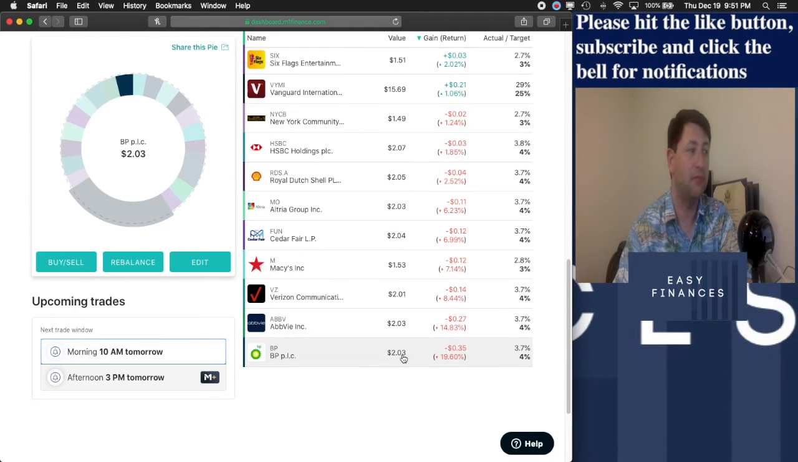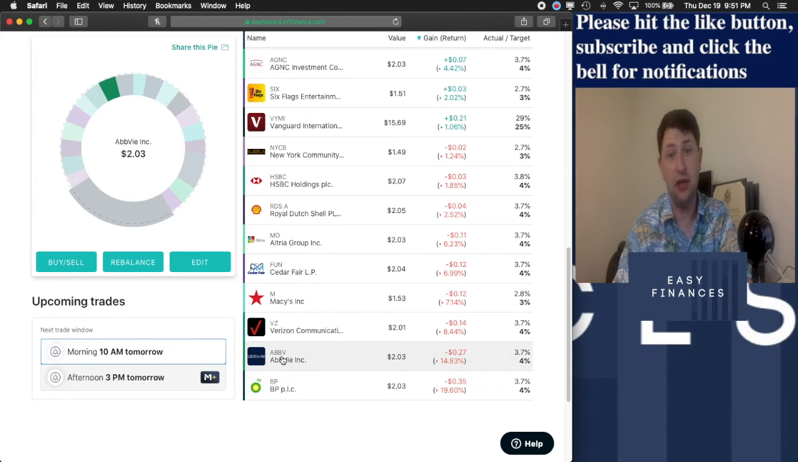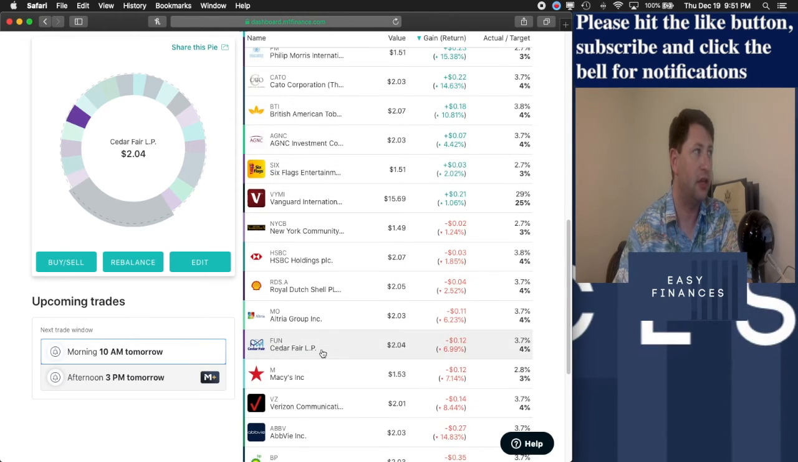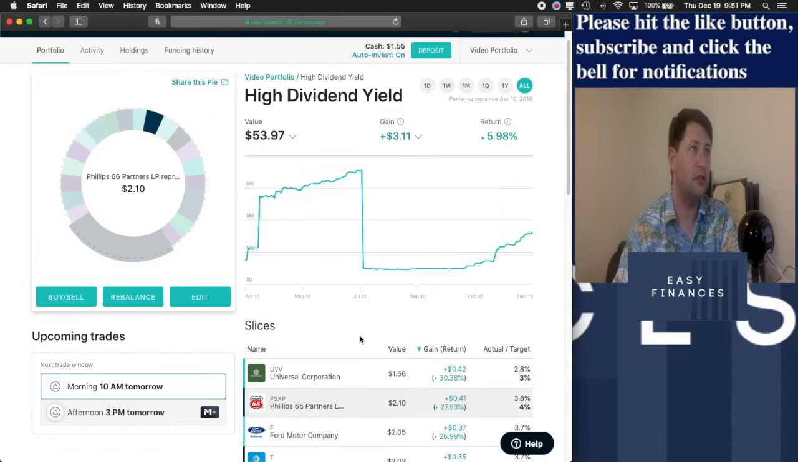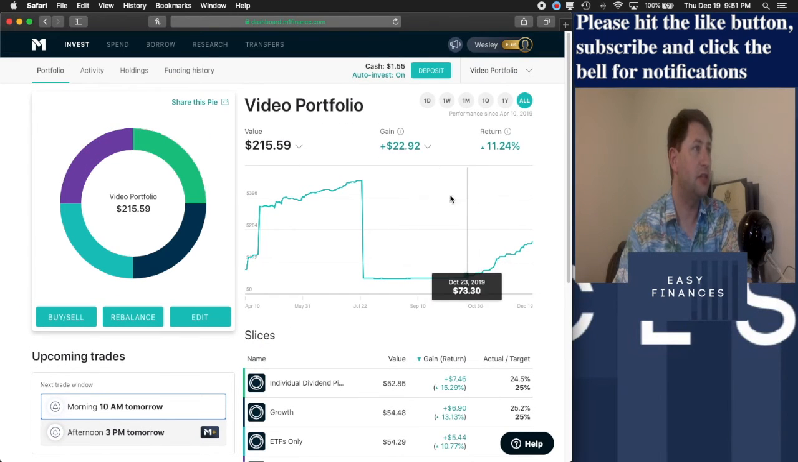We have some bigger losers in this one: BP, AbbVie, Verizon, Macy's, Cedar Fund. Cedar Fund I might be dropping because they're having some cash flow problems. AbbVie, on the other hand, I think is probably a good buy, and I'll probably be picking up more of that later on if I can. And that's something we're going to have to look into with these portfolios. There's going to be some big changes.